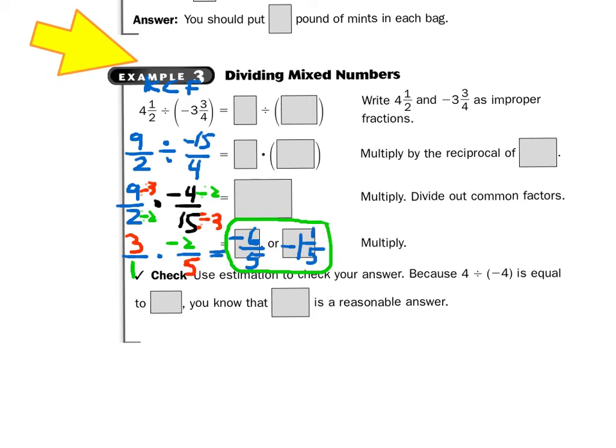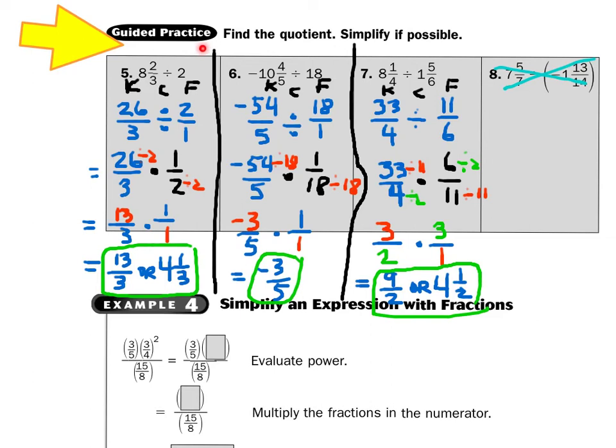Okay, box your answer. Okay, so let's do this guided practice together. Look at number 5, 8 2/3 divided by 2. So the first thing is we have to make everything look like fractions. So start at the 3. 3 times 8 is 24. 24 plus 2 is 26. So I have 26 over 3 divided by, and now make the 2 look like a fraction, 2 over 1. Now you can use the trick. Keep, change, flip. Keep that first fraction the same, 26 over 3. Change division to multiplying, and flip the second fraction, so it becomes 1 over 2.